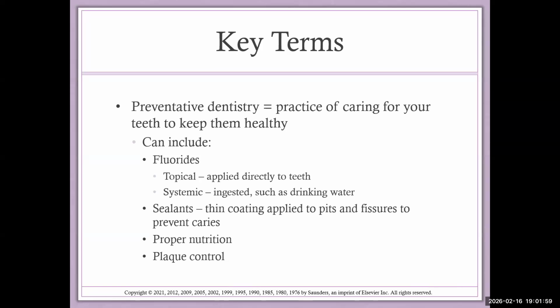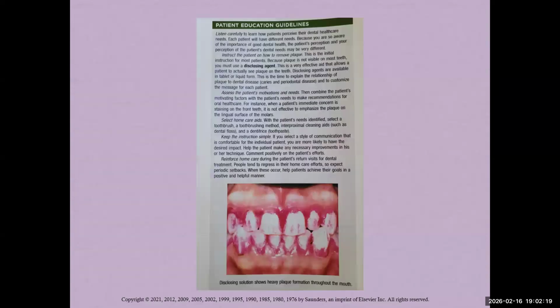With sealants, that's the thin coating that's applied to the pits and fissures on the tops of posterior teeth, not anterior teeth. And then there are fluorides found in nutrition, and with proper plaque control, you don't have to deal with decay as much, and that's part of preventative dentistry as well.